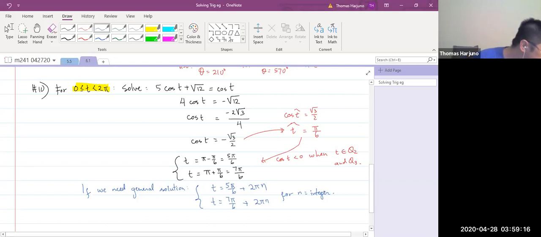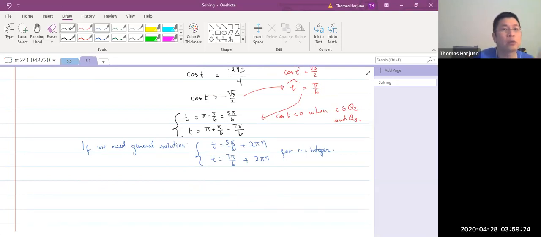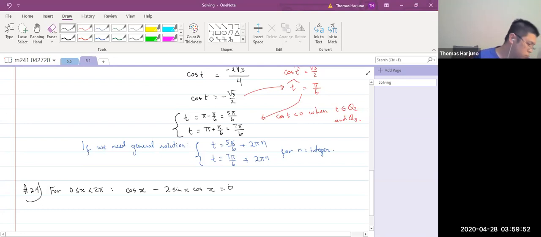Okay, let's do more. We have the foundation already. Suppose I do number 24, where x is between 0 and 2 pi. Solve number 24: cosine x minus 2 sine x cosine x equals 0.